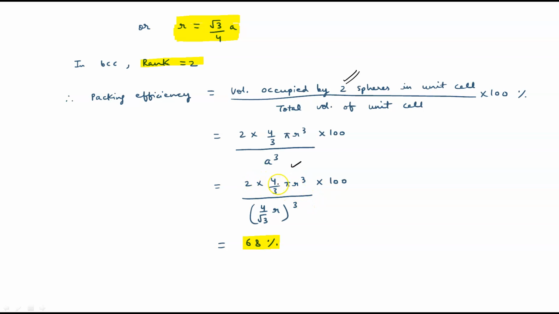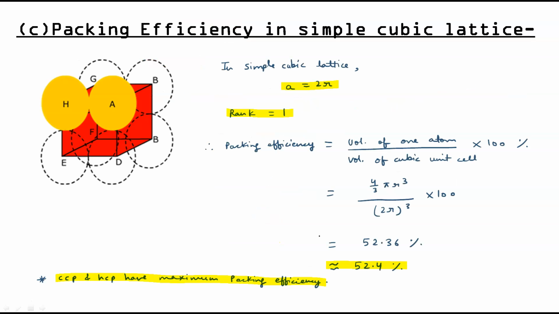Now comes 2 into 4 by 3 pi r cube upon 4 upon root 3 r whole cube, because the value of A is 4 by root 3 r. Putting this value, we get the answer 68%. From this we can say it has less packing efficiency than CCP and HCP.